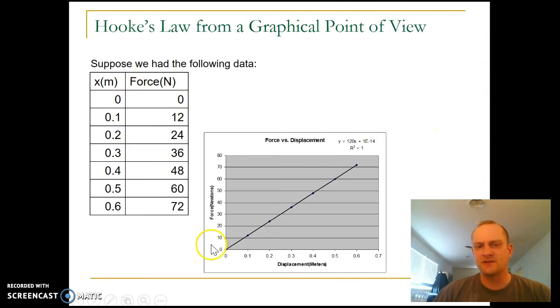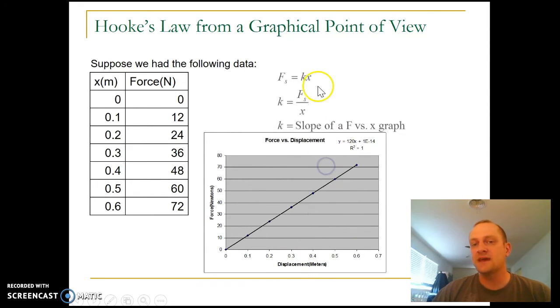So if I plot all these values, I get this. I get a nice linear line. Now remember, on linear graphs, there's really two things we could do. We can find the slope of the graph, or we can find the area under the curve. The slope of the graph is always going to be the y-axis divided by the x-axis. So if I did force divided by displacement, that gives me the slope. The area is related to multiplying these two things. So force times displacement would give me an area here.